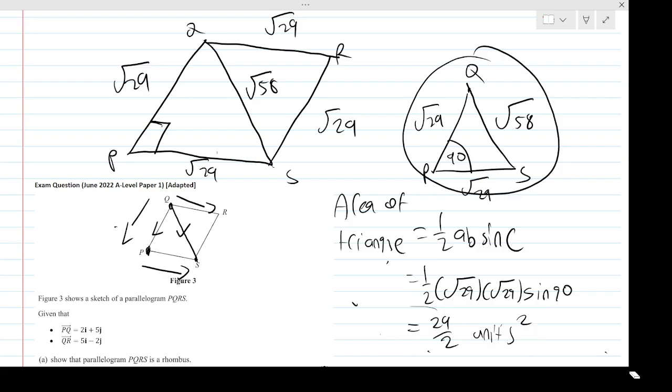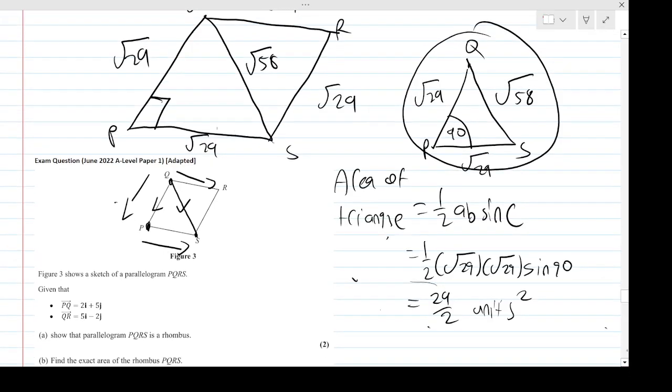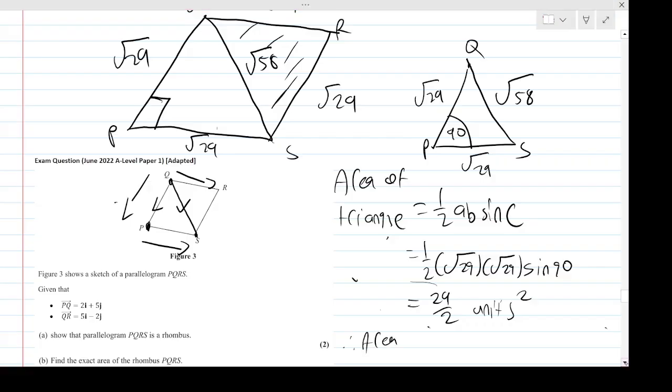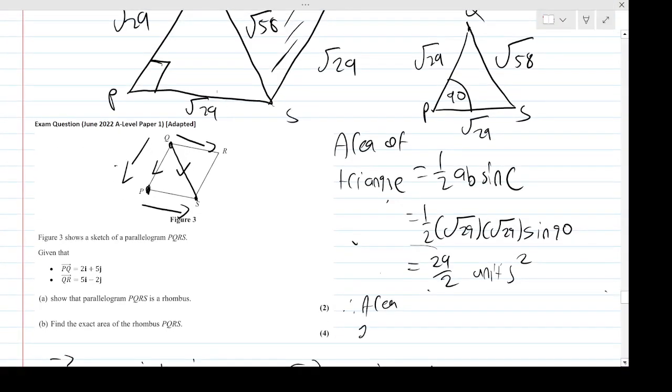Oh, no, sorry, my apologies. That's the area of this triangle here. The area of the whole rhombus is twice that, because we need to account for the other triangle. So the area of the rhombus is double this, because it's two lots of the triangles. So it's 29 over 2 times 2, which is just 29 units squared. And there we are, that is my answer. That's the exact area of the rhombus.